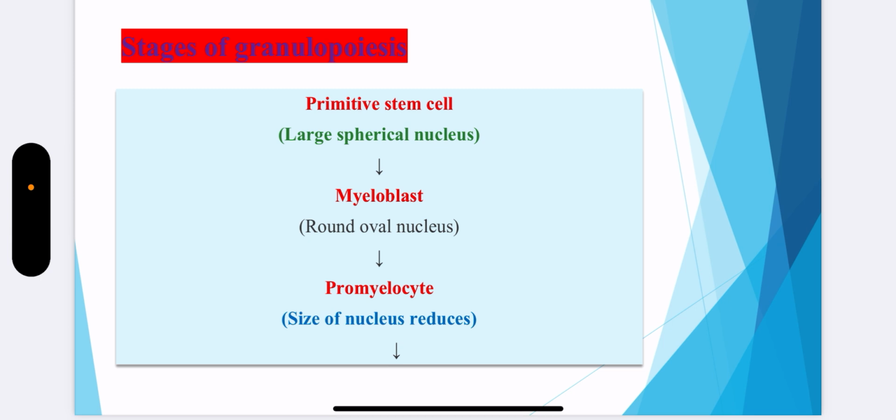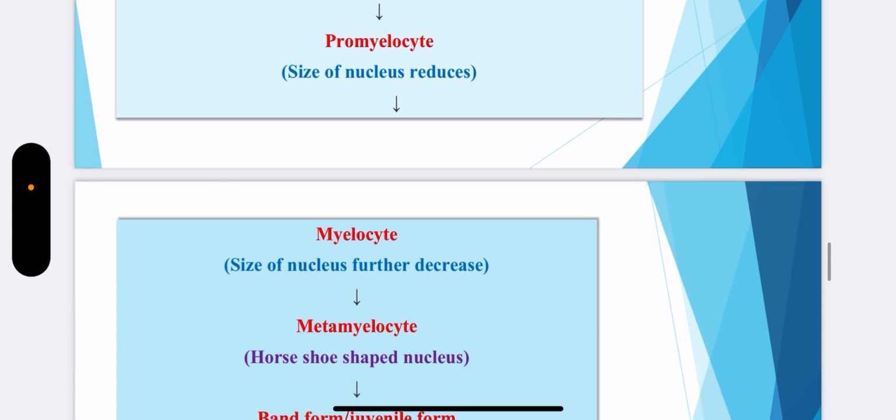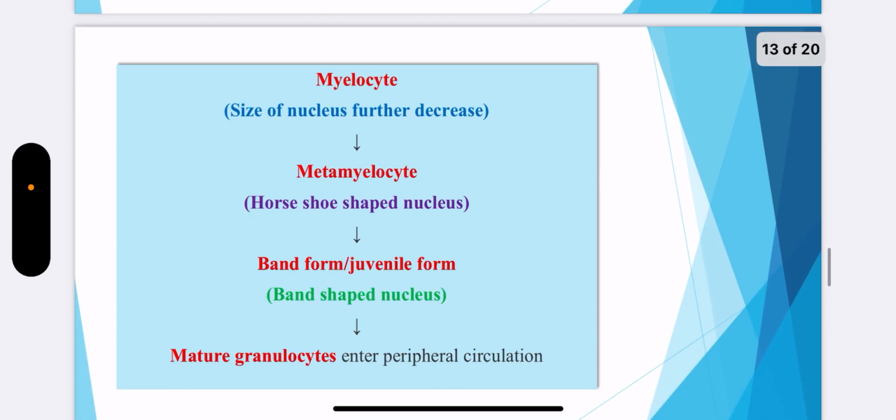They start from the primitive stem cell. It gets differentiated into myeloblast. Myeloblast is converted into promyelocyte that forms myelocyte. It forms metamyelocyte. Here the nucleus is horseshoe shaped. It will form the band shaped nucleus called band form or juvenile form. Ultimately there is formation of a mature granulocyte which enters into the peripheral circulation.